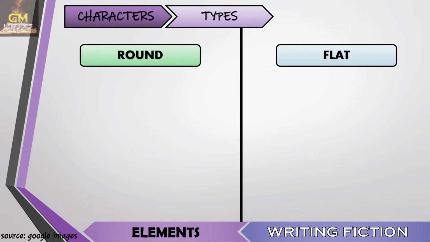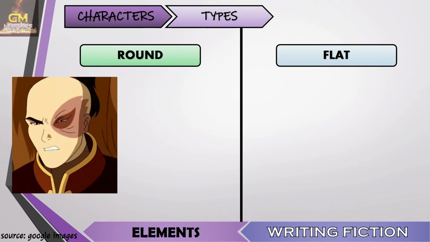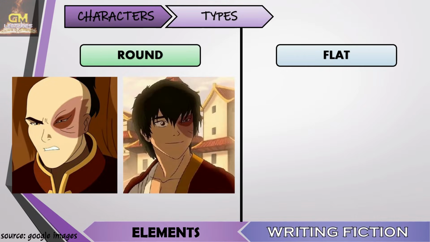One of the best examples of a round character is Prince Zuko from Avatar: The Last Airbender. At the beginning of the series, his mission was to capture the Avatar in order to earn his father's trust and gain back his honor. As the series progresses, he struggles to determine his true self and his purpose. At the end of the series, he realizes his true purpose and was able to help the Avatar in stopping Fire Lord Ozai from destroying the world.